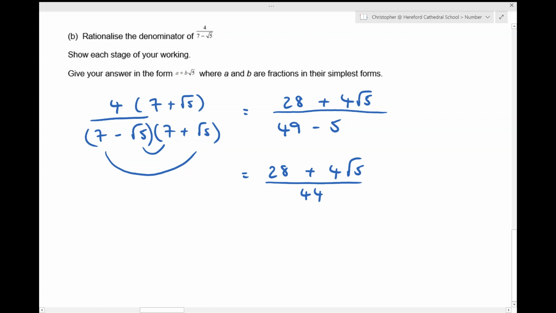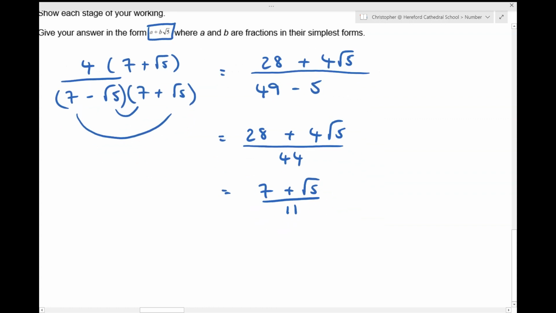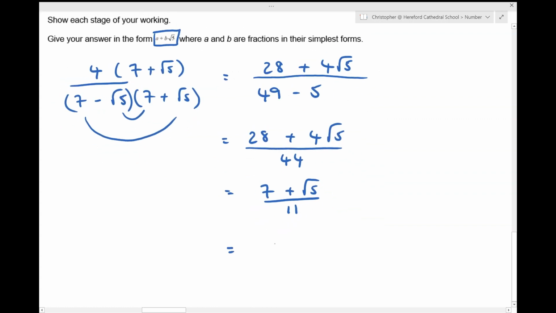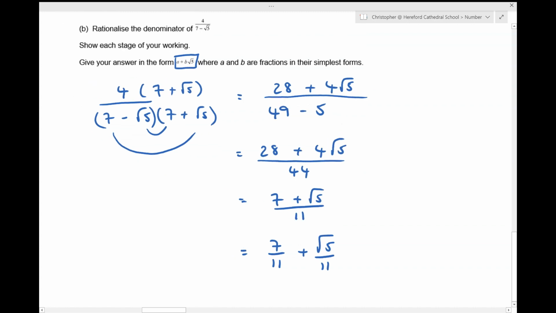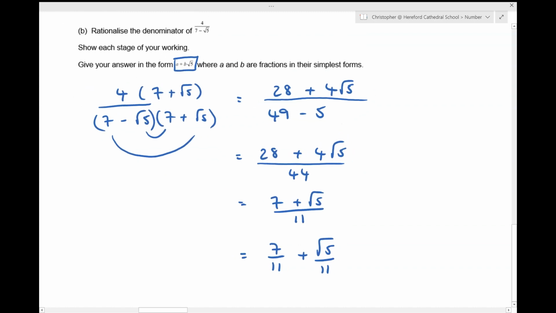Now, can I cancel there? Well, I could divide the top by 4 and the bottom by 4. 4 into the top goes 7 plus 1 root 5, and 4 into the bottom goes 11. Right, looking good, but not yet in the required form. So what I need to do is split that fraction and write it as 7 over 11 plus root 5 over 11. And there is my answer to that question.